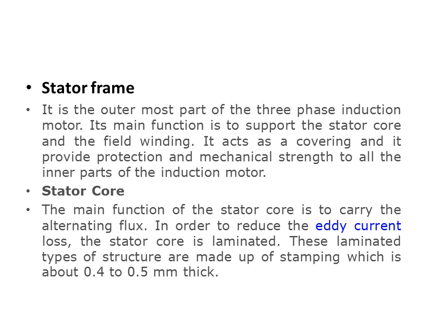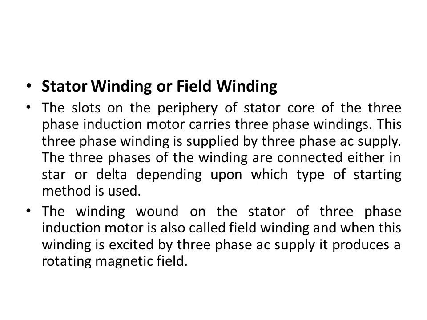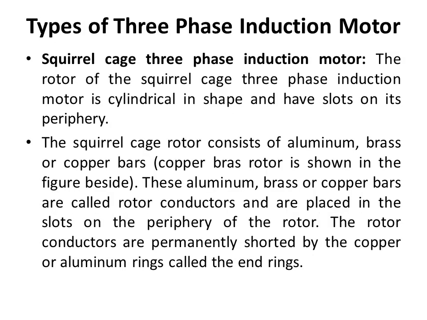In order to reduce the eddy current loss, the stator core is laminated. So the stator is made of three parts: the outermost frame, then the core, and the winding. The field winding is wound in the slots on the inner periphery of the stator. There are three sets of winding, red, yellow, and blue, which are connected to the three-phase AC supply. And rotors are classified as a squirrel cage rotor or a slip ring rotor.